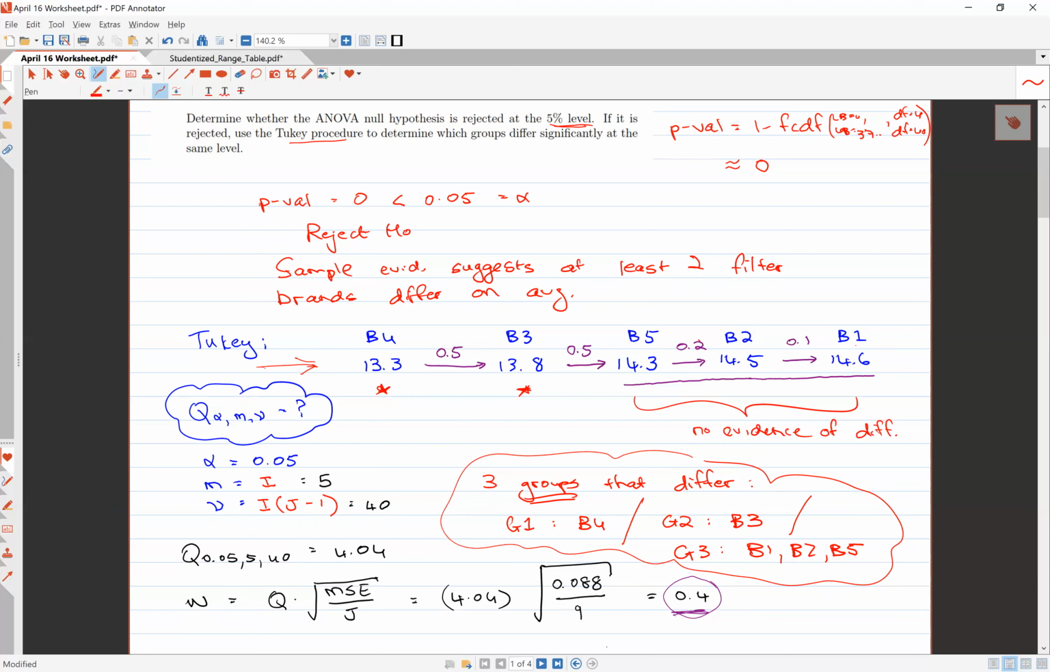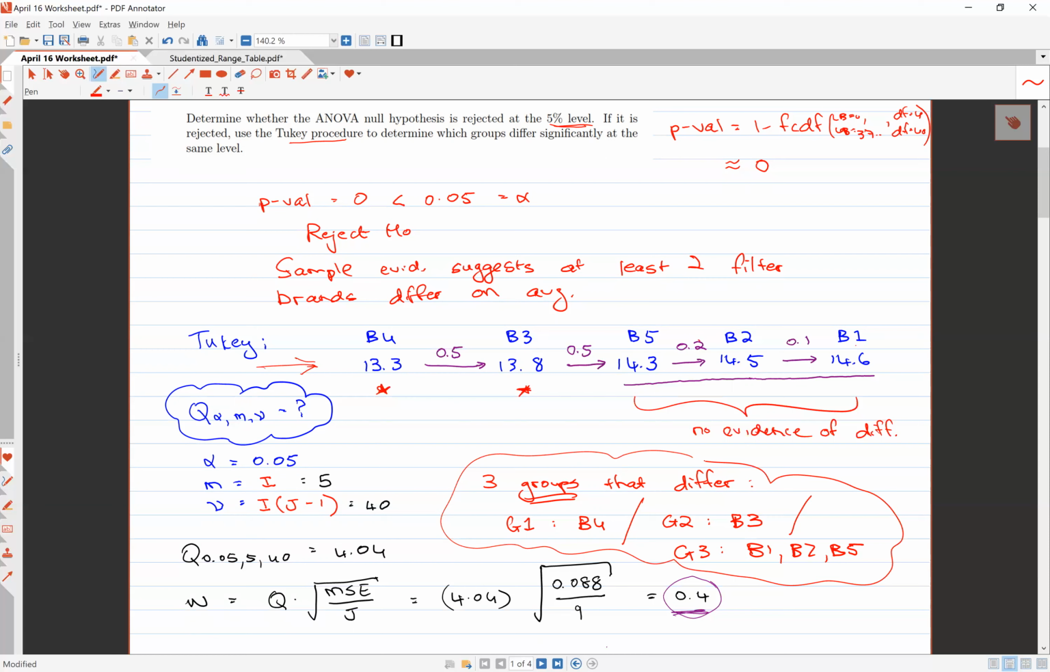So an interpretation here potentially would be, we've identified 3 brands which seem to have superior performance because they're capturing more foreign materials. So if you want to put a good brand in your car, you can use brand 1 or brand 2 or brand 5. Statistically, we don't see any evidence of differences between them. But they all seem to be superior to brands 3 and 4.